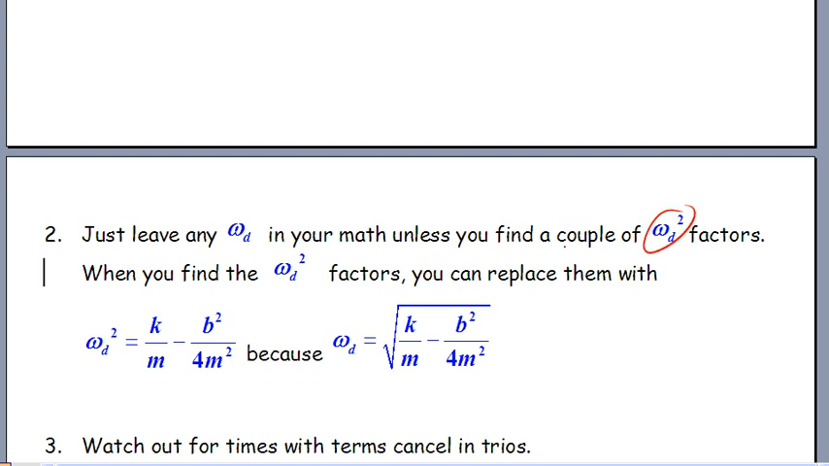And if you see some omega d squareds, you can actually put in this instead of omega d squared, because we know that omega d is the square root of k over m minus b squared over 4m squared. But if you do put this in for that omega d squared, you need to factor that or simplify that open. You need to distribute. Okay, and that's where you're going to end up with 14 terms turning into 16 terms.